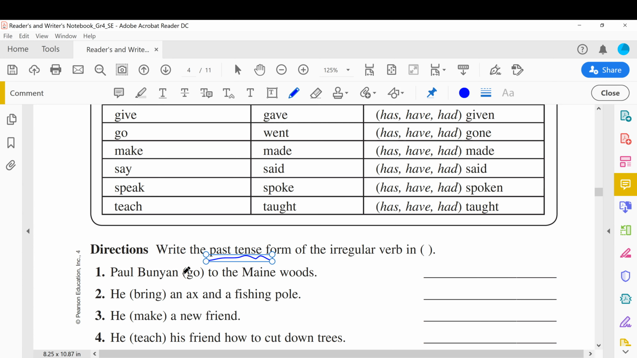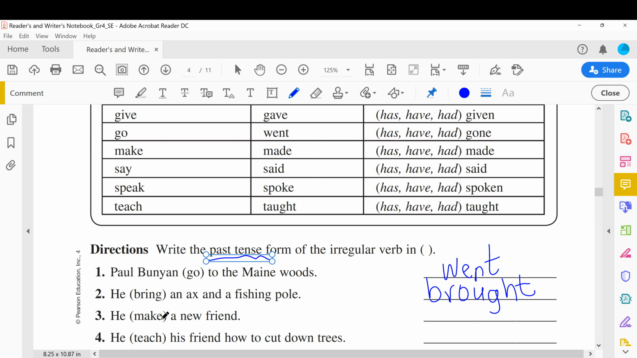Do we have has or have or had? No, so we will focus on this past. So it is went. Number 2, he bring. Since we don't have has or have or had, bring in the past, brought. He brought an axe and a fishing pole.